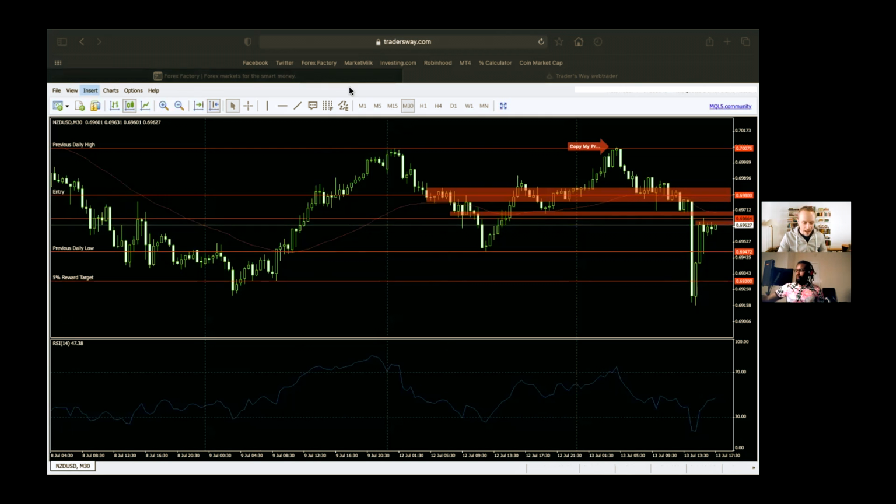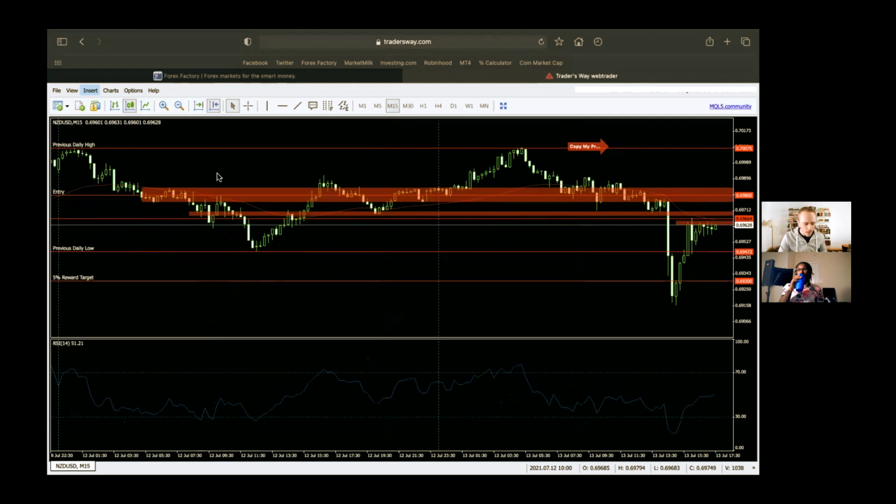So switching back over here to the 15-minute, we're going to be looking at this right here. Our entry price, you can see, was at about 69.80. What we were looking for is that rejection of that previous daily high, showing us that the price is not moving up any further than it did yesterday. It's actually resisting that point and pulling back. Then we were looking at this overall zone right here.